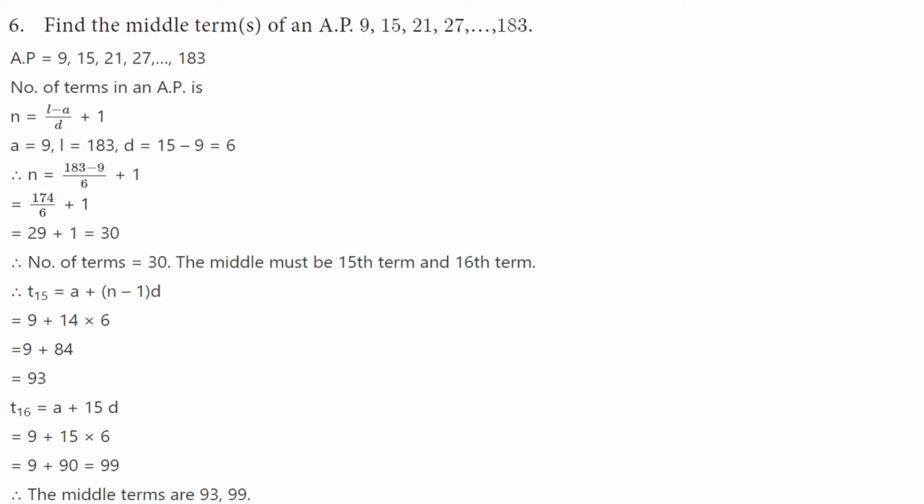The middle must be the 15th term and 16th term. Therefore, T15 equals A plus n minus 1 into D. A is 9, 15 minus 1, 14 into 6. That is 9 plus 84 equals 93. T16 equals A plus 16 minus 1, 15D. That is 9 plus 15 into 6, 9 plus 90 equals 99. Therefore, the middle terms are 93 and 99.